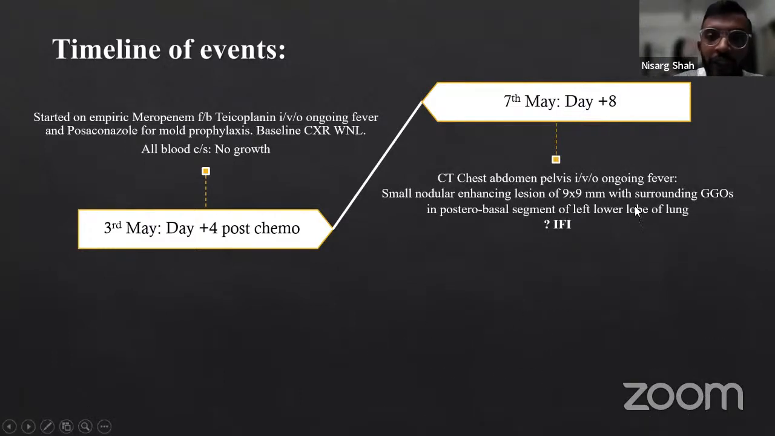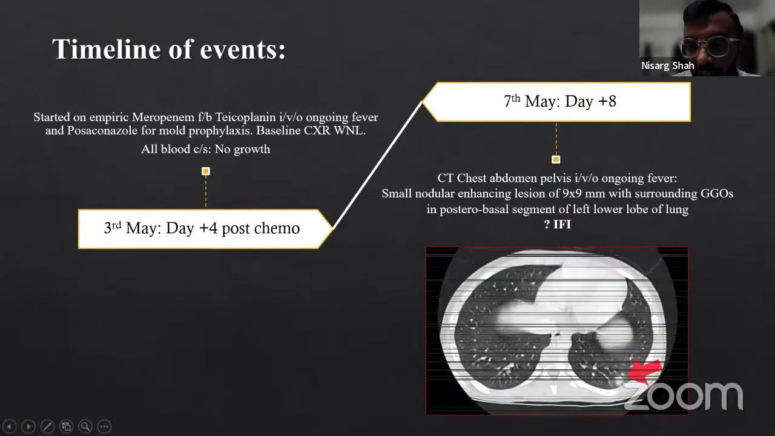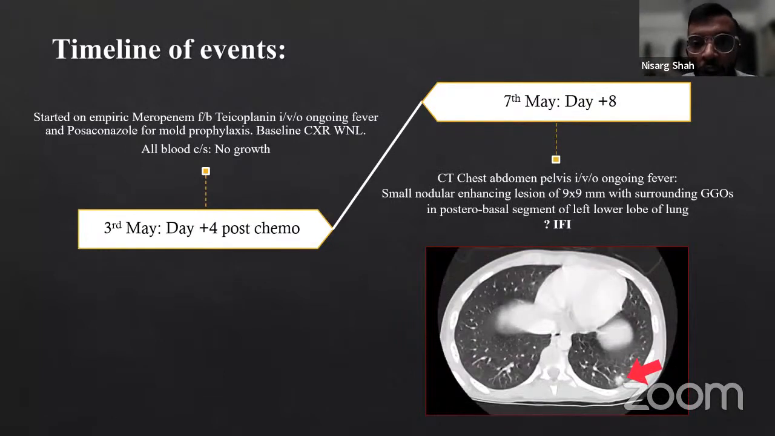Because of ongoing fever, we did the CT chest, abdomen, and pelvis on day +8, which was looking like this. So there is a small nodular enhancing lesion of around 1 centimeter with surrounding GGOs in the posterior basal segment of the left lower lung, from which we started suspecting fungal etiology.